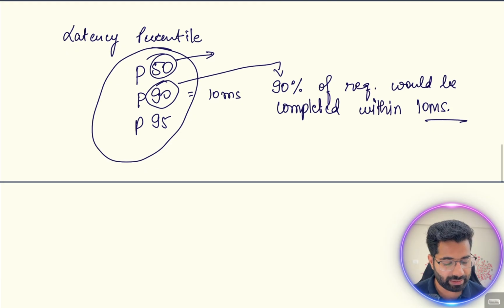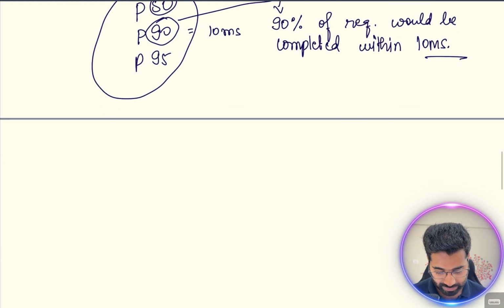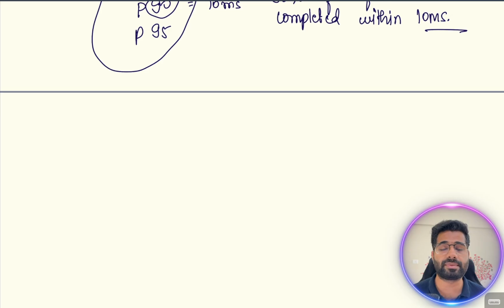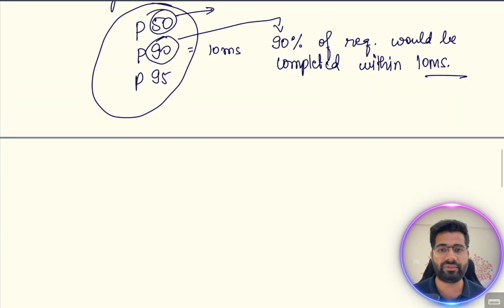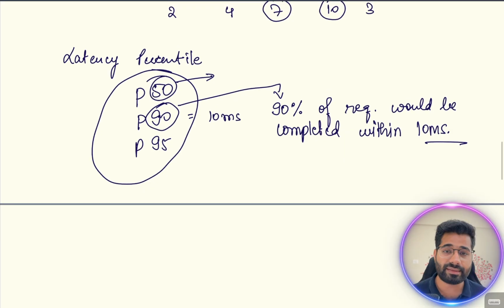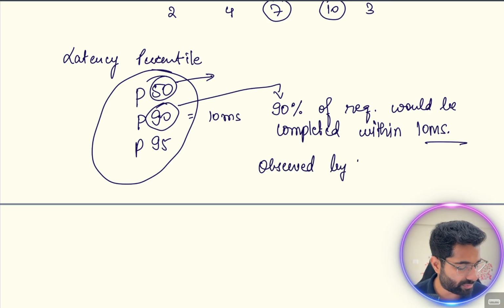Okay, and where are these tail latencies used? These tail latencies are used in systems which are very time critical. For example, in financial institutions, or in trading, because the tail latencies are basically the most observed by the user. Why are they most observed by the user?